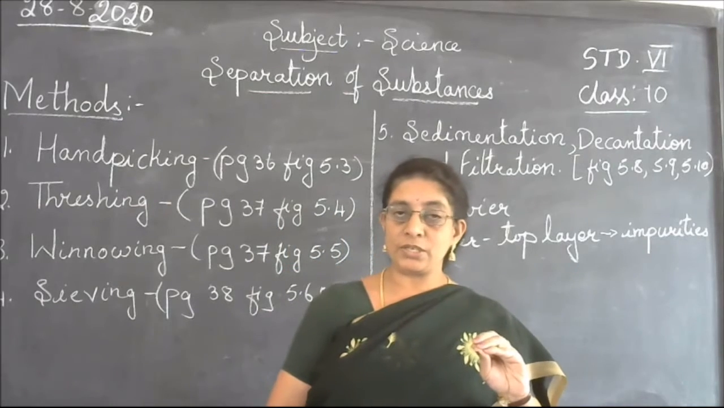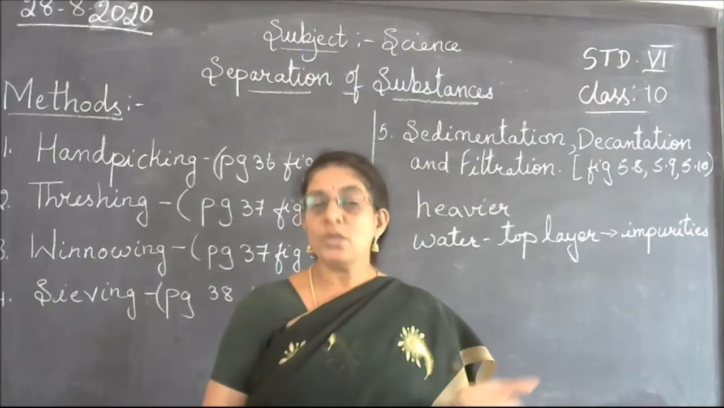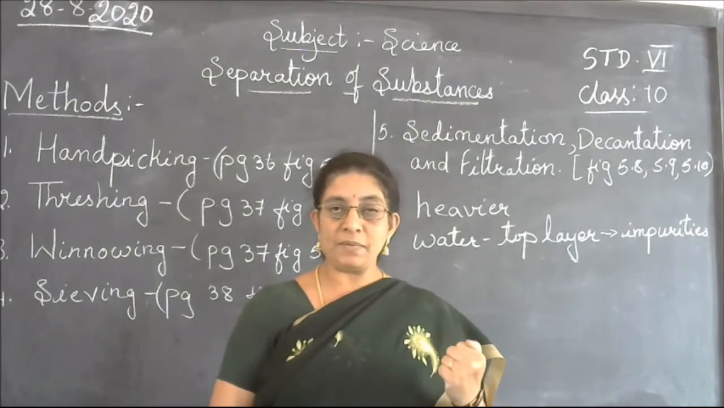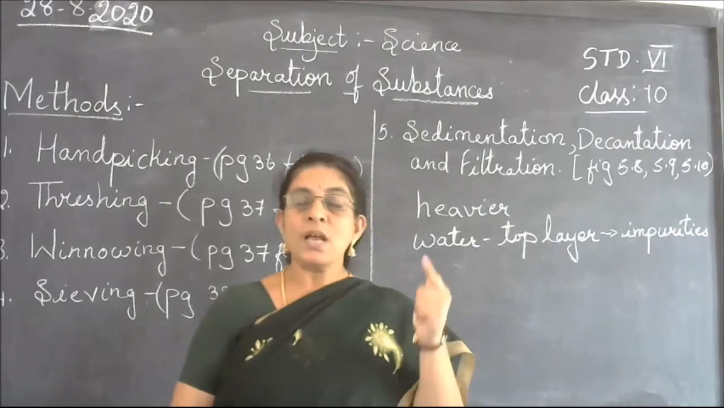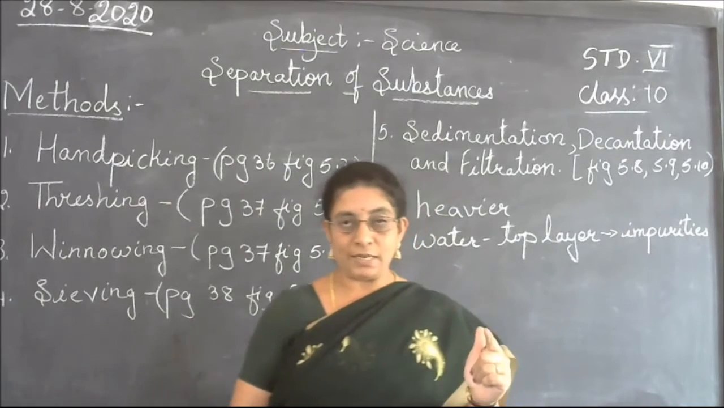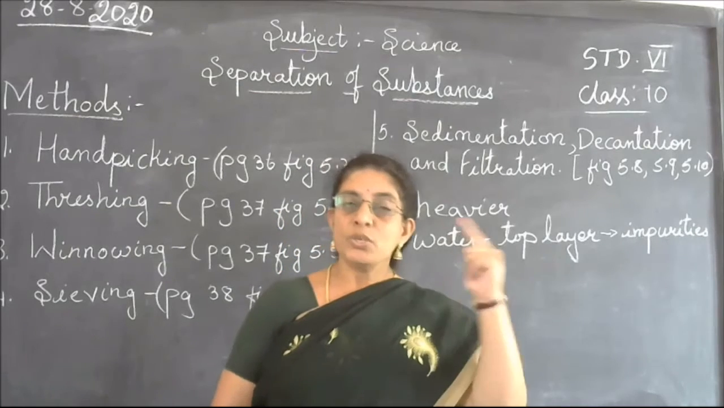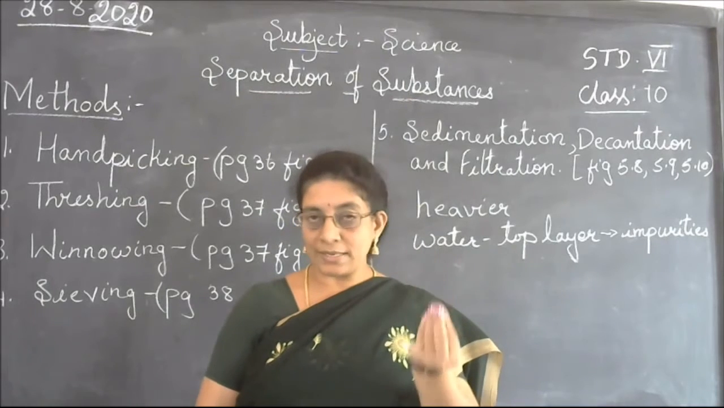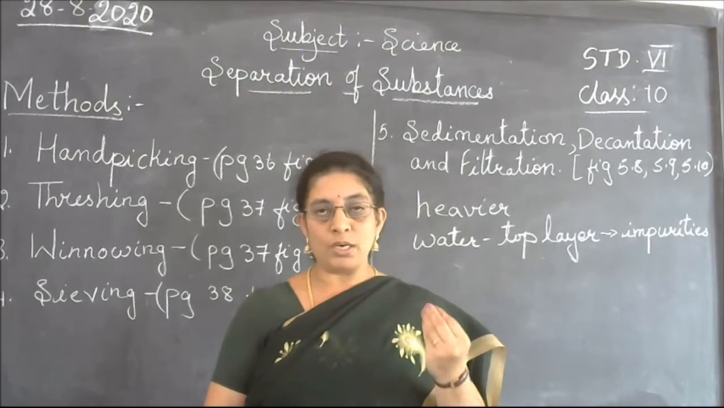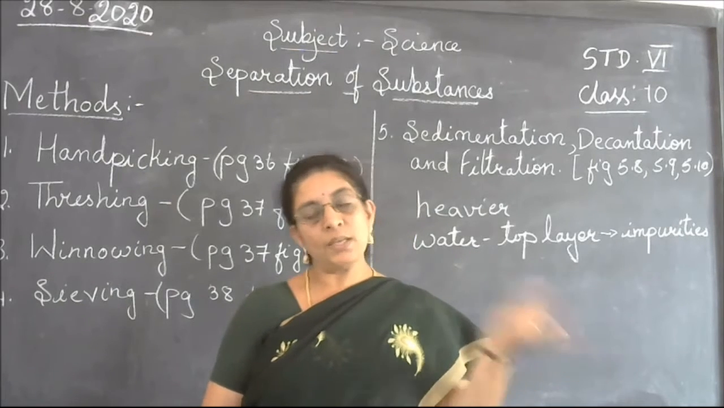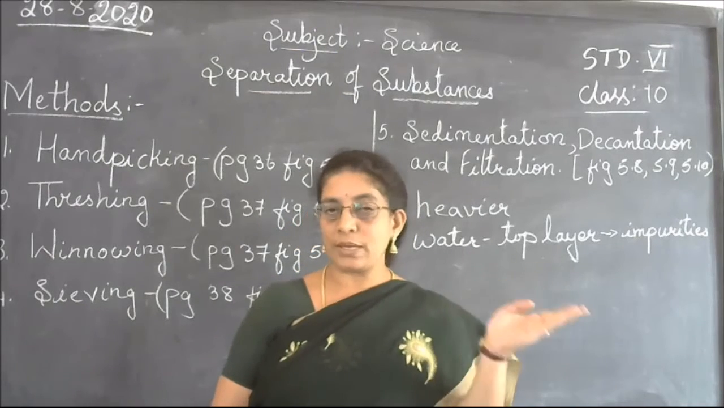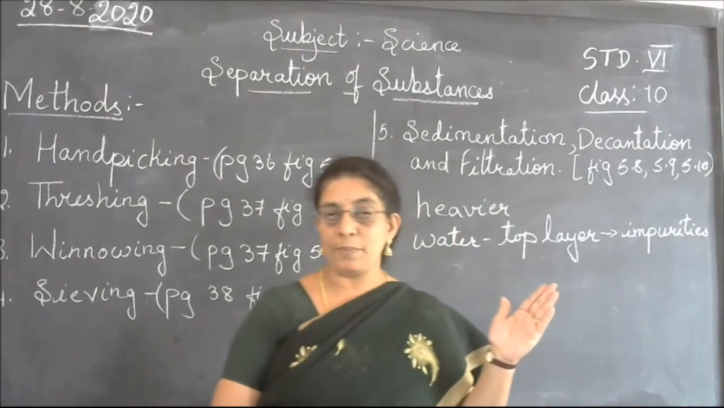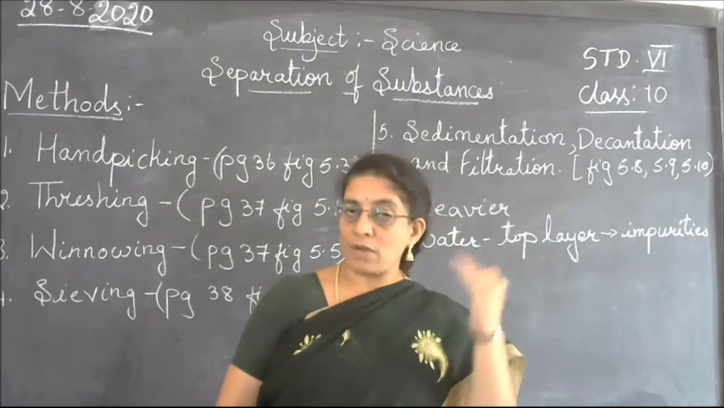In filtration, not only the strainer is used, you can also use filter paper. In your textbooks, it is given how to make the cone in a filter paper and how you can separate the solid and the liquid. For example, tea leaves are solid. In juice, the pulp is a solid. Like that you can separate.